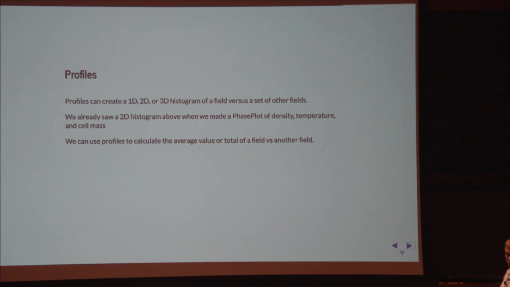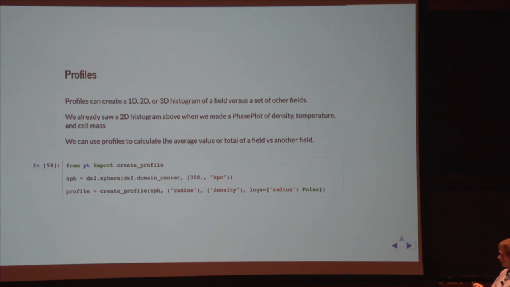We already saw a profile just a couple slides ago. Profiles are essentially just a 1D, 2D, or 3D histogram of a field versus a set of other fields. So that phase plot I showed you is basically a 2D profile. You can use profiles to calculate the average value or total of a field versus another field.